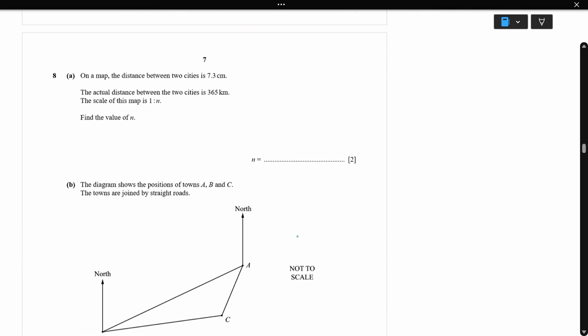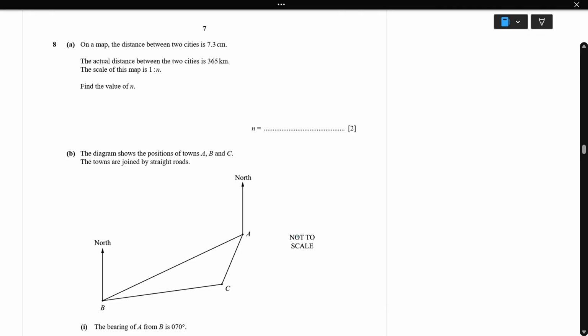The next question, question number 8. On a map, the distance between two cities is 7.3 centimeters. The actual distance between two cities is 365 kilometers. Find the ratio 1 to n. First, 7.3 centimeters, and on the right side I'll make it centimeters. Kilometer to centimeter: first we have to make it meters by times 1000, then meter to centimeter times 100.